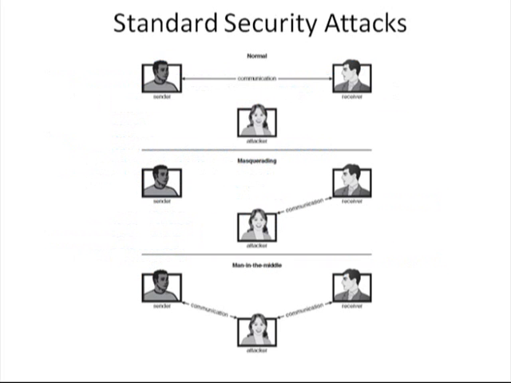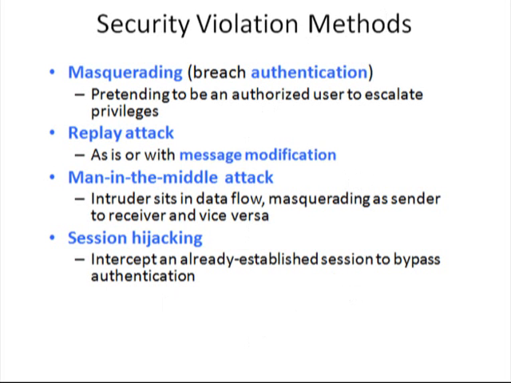This is how standard security attacks take place. The normal conversation between the sender and the receiver is shown here. At the start, the sender sends data to the receiver, and the receiver might either send data back or not, depending on the receiver. Normally, the sender and receiver exchange messages among themselves. In the case of masquerading, the attacker observes this conversation, and as we have seen, next it will hijack the session and try to pretend to be an authorized user.